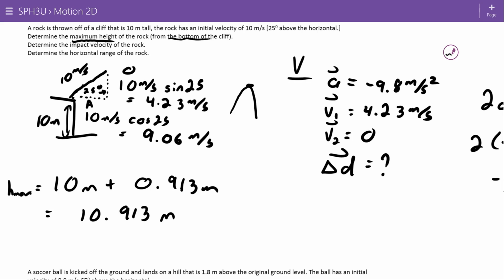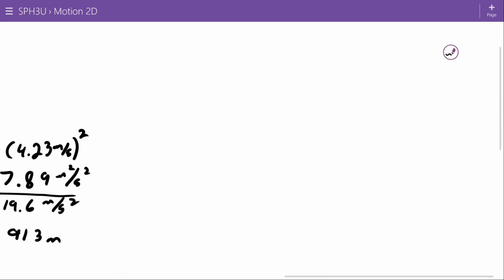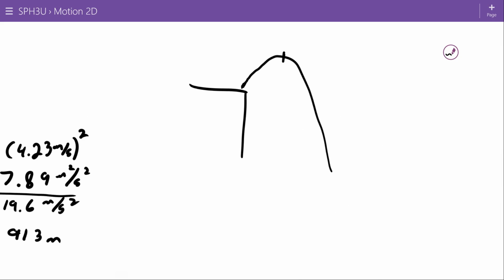Because if I imagine this motion, I'm going to redraw it just to make the point. So here's the rock, here's the cliff. So it comes up and it's going to go back down. The max height occurs right here. So this projectile has gone up and stopped at this location. And those are sort of my parameters for what I want to calculate.